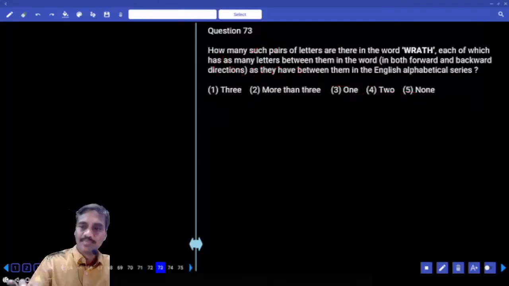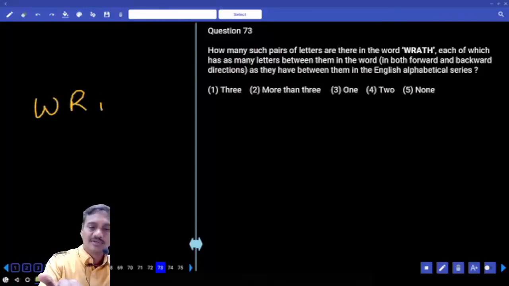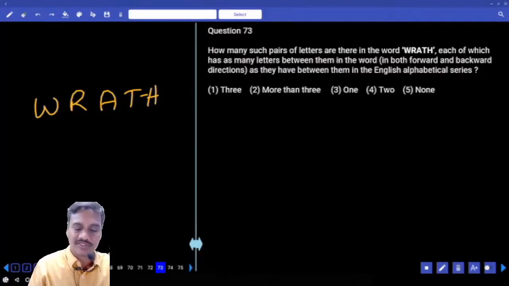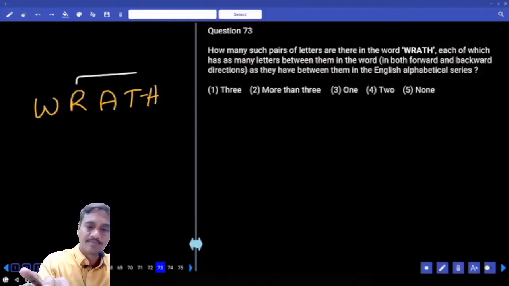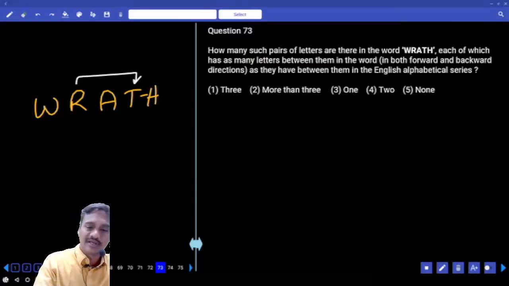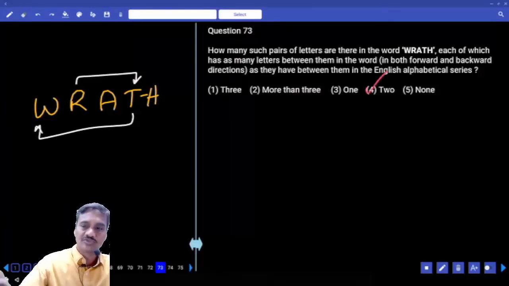Then 73. How many such pairs of letters are there in the word wrath? Each of which has as many letters between them. Now starting with the pairs. W, no letter X, Y, Z. R, S, T. And next one A, B, and so on. And right hand side to left hand side I, J, K, L, T, U, V, W. This is a word form of the pair. A, B, C, that's it. Hence how many pairs we have? 2 such pairs, 73, choice 2.